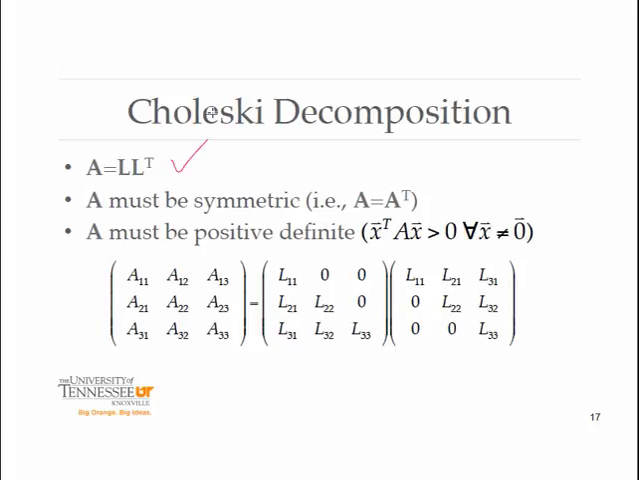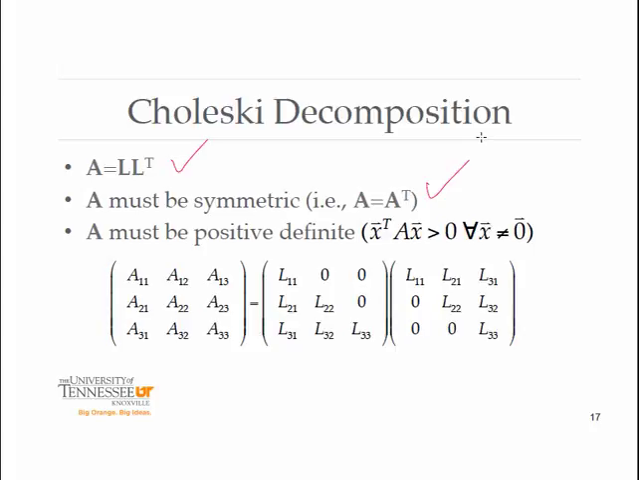So it is important that the Cholesky decomposition exists, of course, if the matrix A is symmetric. That's important. But there's another important property that has to be valid for this decomposition to be computable, and that is that the matrix A must be what we call positive definite. Right?